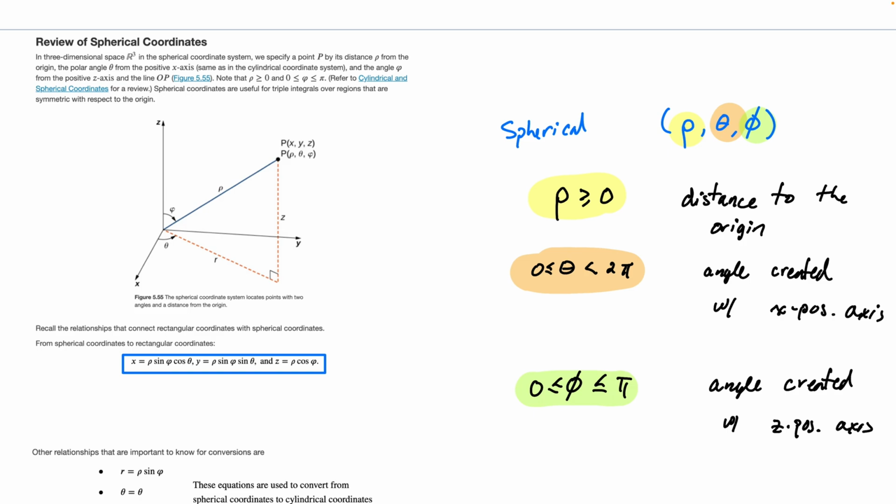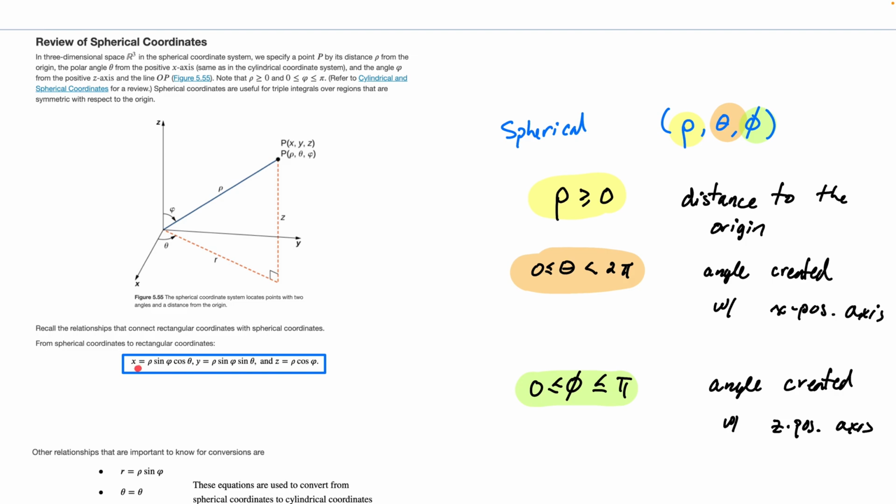Triple integrals using spherical coordinates. Let's review spherical coordinates. The variables are rho, telling the distance to the origin. Theta, copied from cylindrical coordinates, therefore it has bounds between 0 and 2 pi. That is giving an angle with the x positive axis. Phi provides an angle with the z positive axis and has bounds between 0 and pi.